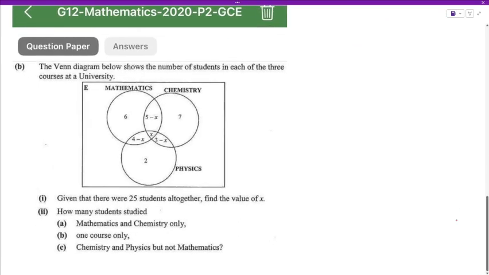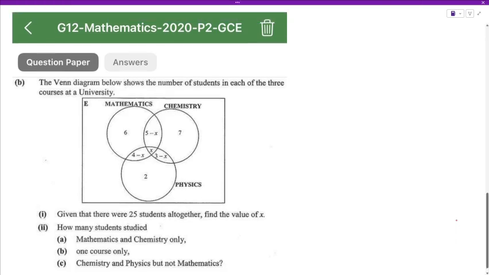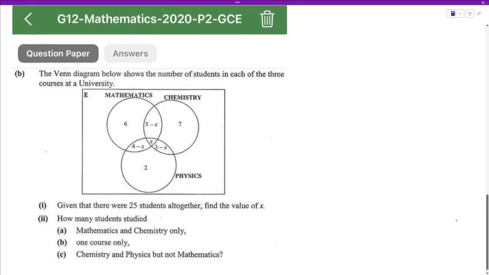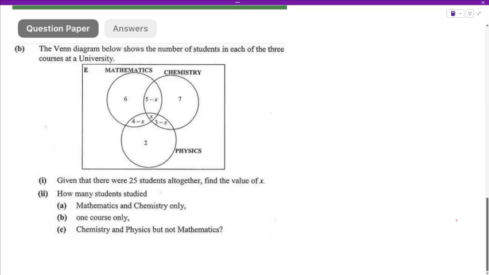The Venn diagram below shows the number of students in each of the three courses at a university. We have 3 sets inside there: mathematics, chemistry, and physics. There's also an unknown value inside the sets. First question: given that there were 25 students altogether, what does altogether mean? This was 2020 paper 2 GCE. It simply means when you add everything, the total. There were 25 students altogether. So when you add everything inside the Venn diagram, what are you supposed to get? 25. That's your expression there. So you add everything here.